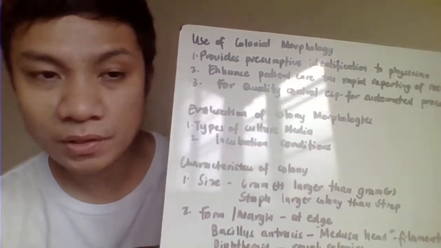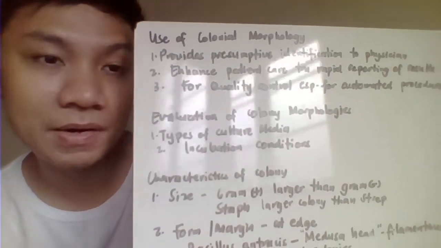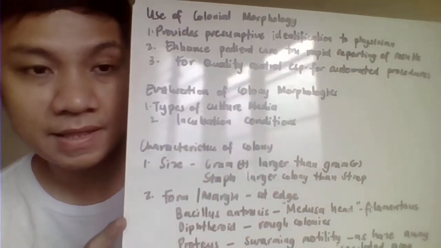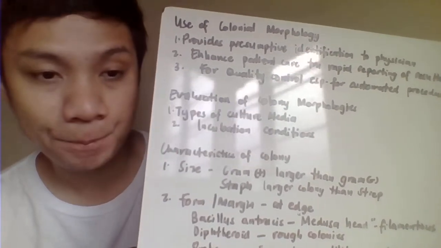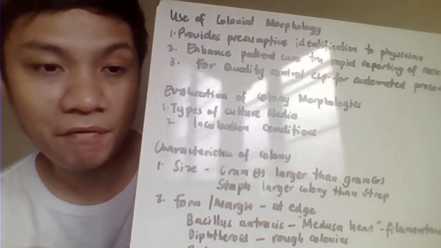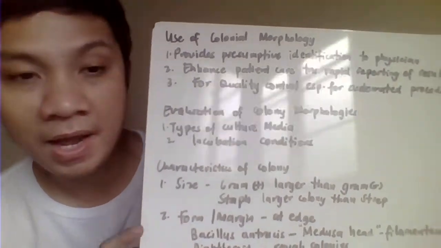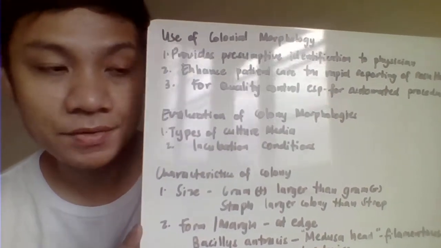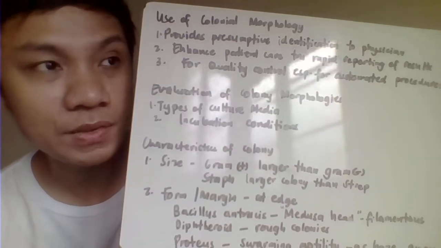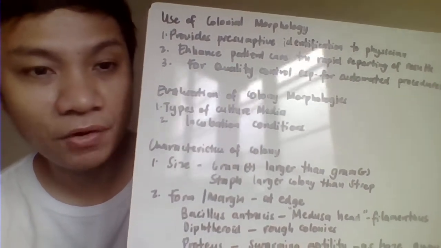of the results, although that one is still not the final result. But then again, it provides the idea of what might be isolated from your clinical specimen because of the morphology under your culture media. And the third one, morphology evaluation also allows us to correlate our results, especially if we are using an automated instrument. So, an automated way of culturing the bacteria.